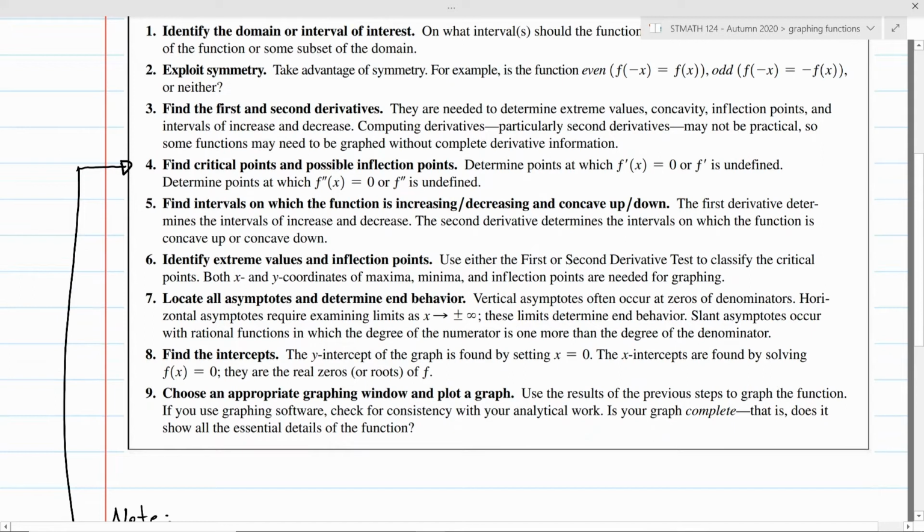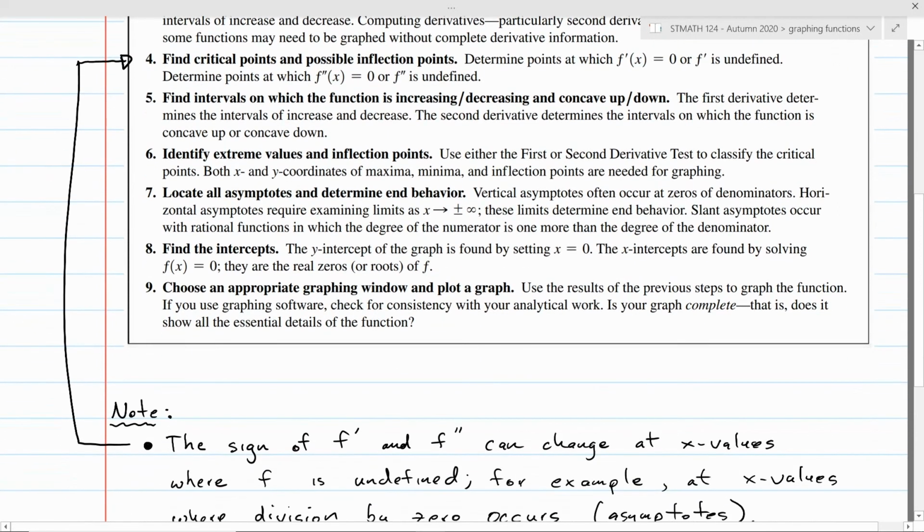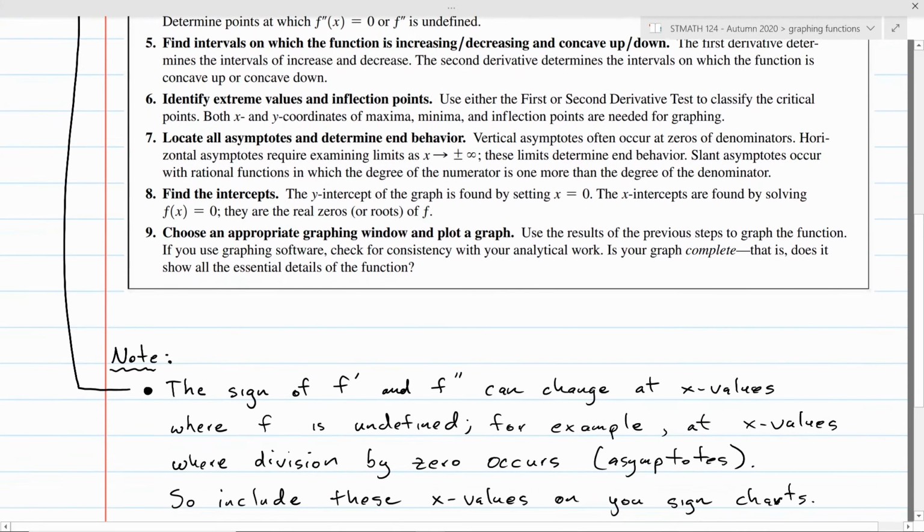The third step here is to find the first and second derivatives. Yes, very important because you're going to use the first derivative to figure out where the function is increasing and decreasing. You're going to use the second derivative to figure out where the function is concave up and concave down. And this is pretty important to seeing the shape of the graph. Finding the critical points and possible inflection points. This typically amounts to setting the derivative equal to 0 and the second derivative equal to 0. You also have to think about where the first and second derivatives are undefined to get these points.